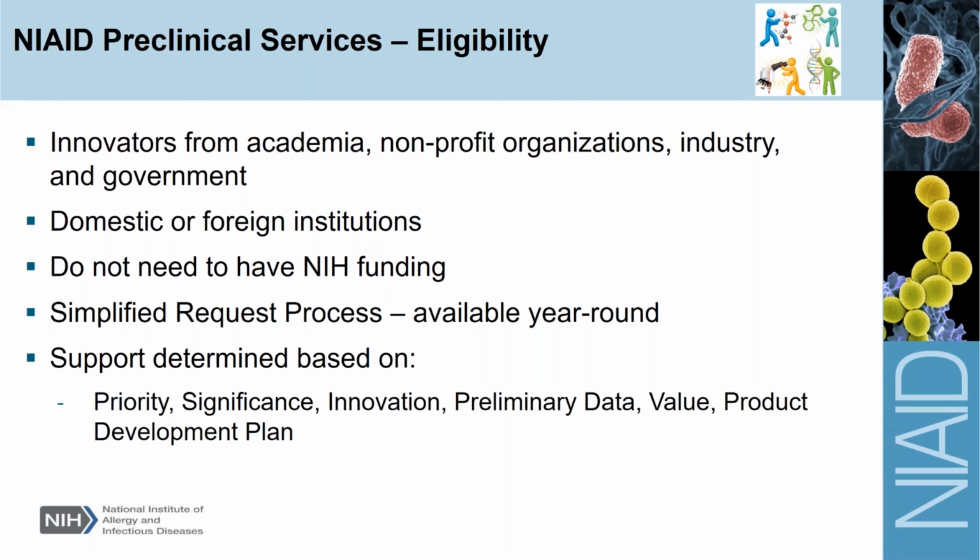And really the things that we're looking for in terms of approving requests are the priority of the research area that you're working in, and the significance of the program you're trying to push forward, as well as importantly the preliminary data and your justification for what assays you need and why. And a key part of that evaluation is your overall product development plan and how the data you're requesting will fit in to that overall plan.